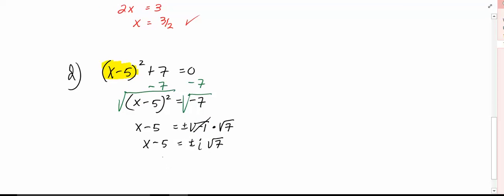Okay, so now I have plus 5 on both sides. I'm just getting the x alone. That was my goal, right, to solve for x. So x is 5 plus or minus i square root of 7. And those are your answers. There are two answers, 5 plus i square root of 7 and 5 minus i square root of 7.